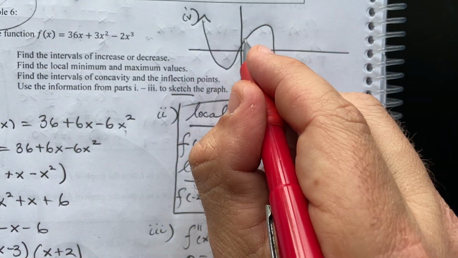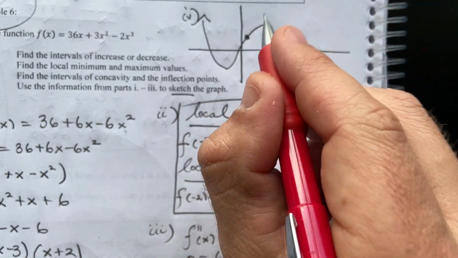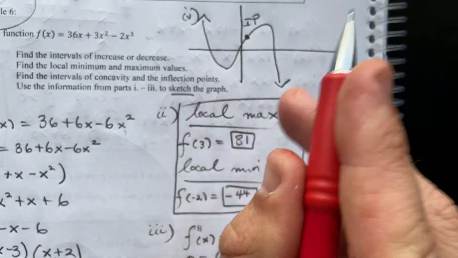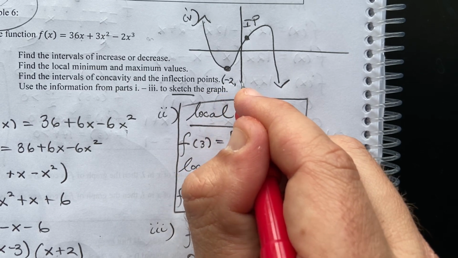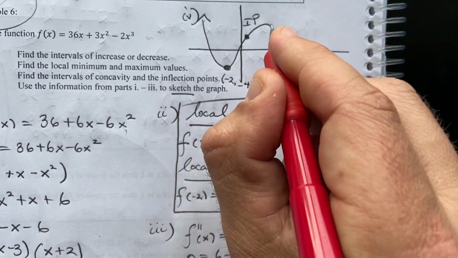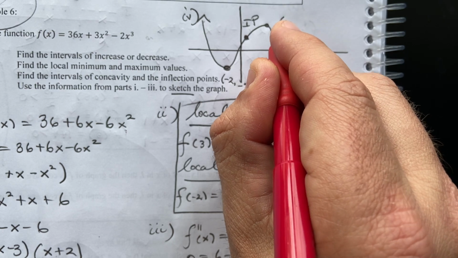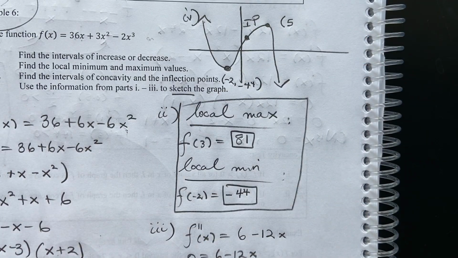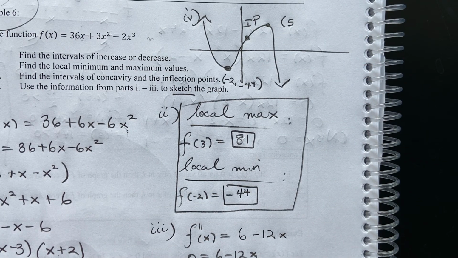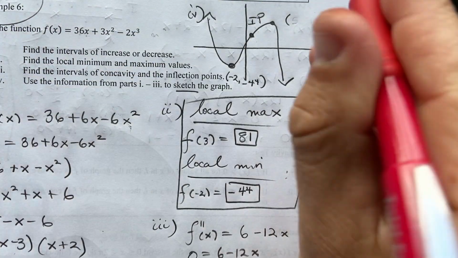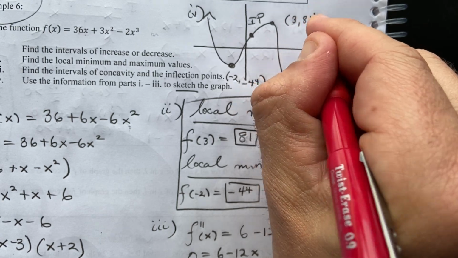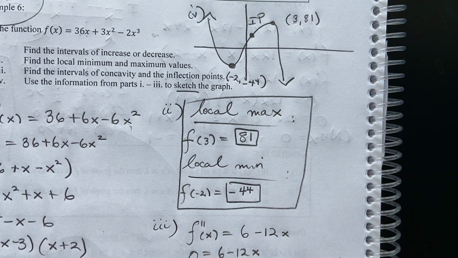So this would be the inflection point. This would be our min at -2, -44. This would be our max, which was happening at 5. Sorry, at 3. And the output is 81. And I think that's all the necessary information.